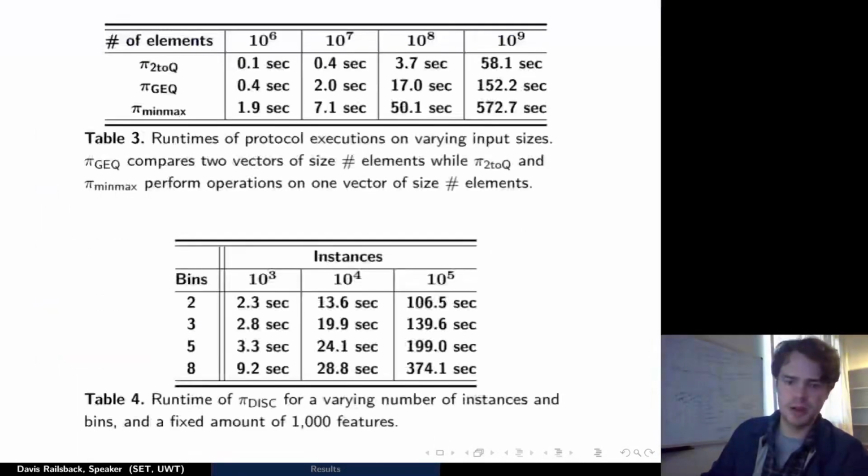So in terms of what this got us, you can see that for the protocol min-max here, which is finding the minimum and maximum element over a vector of some length, we're able to get the minimum and maximum of a 1,000,000-bit vector in less than 2 seconds, which is pretty surprising to us. And then extending that to discretization over an entire data set with 1,000 features, you can see here that if we split into only 2 bins, then even for 100,000 instances in that data set, it's still less than 2 minutes to discretize that entire data set.